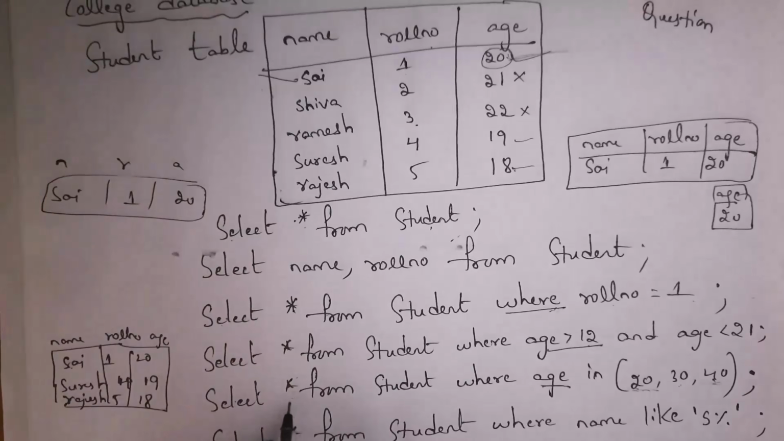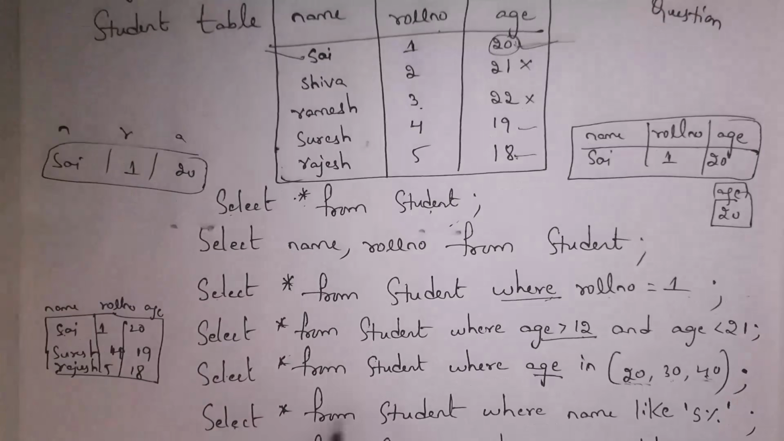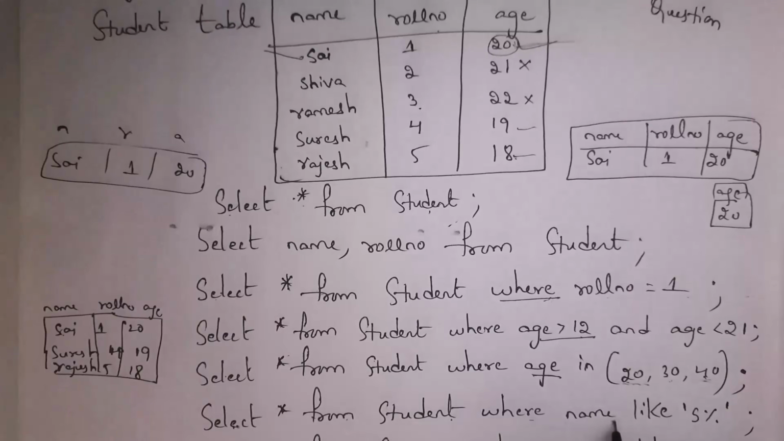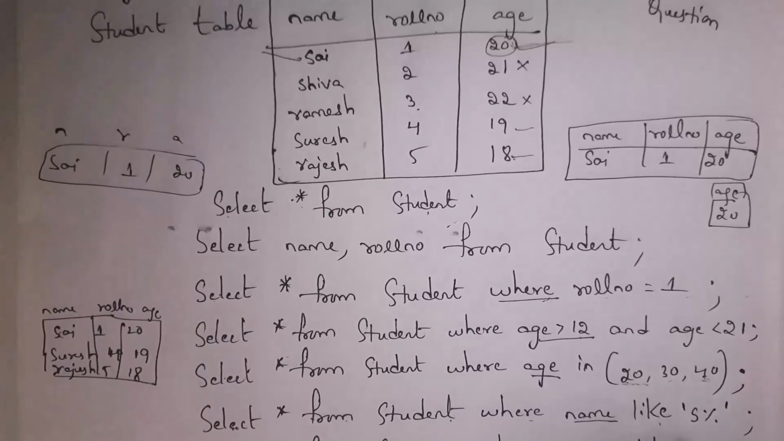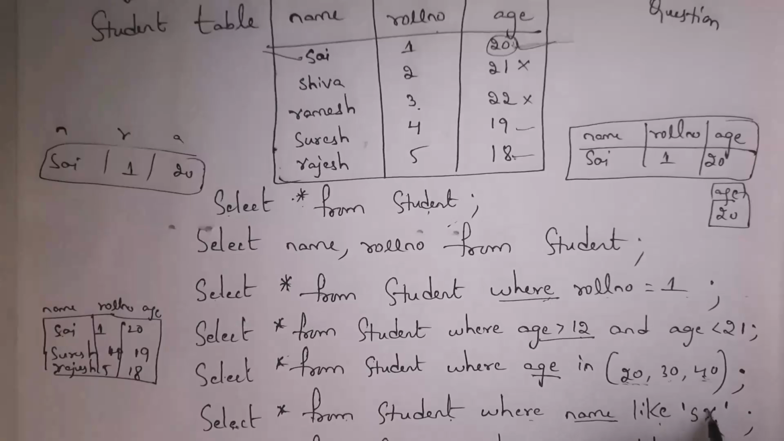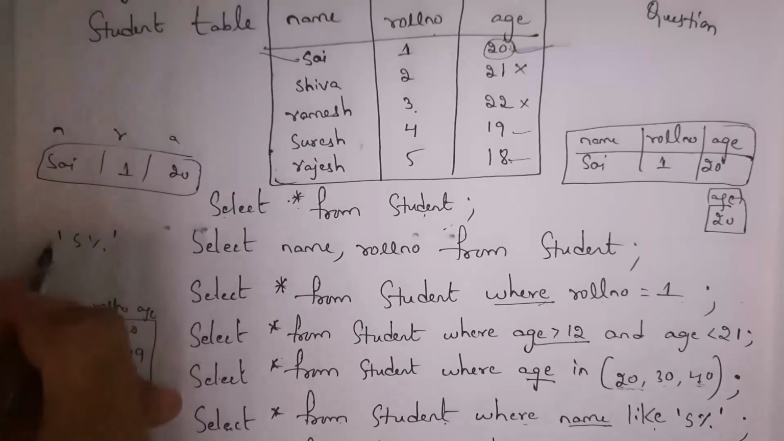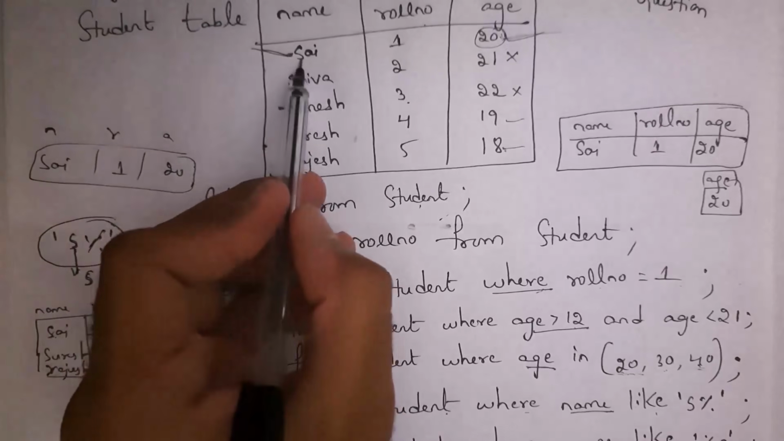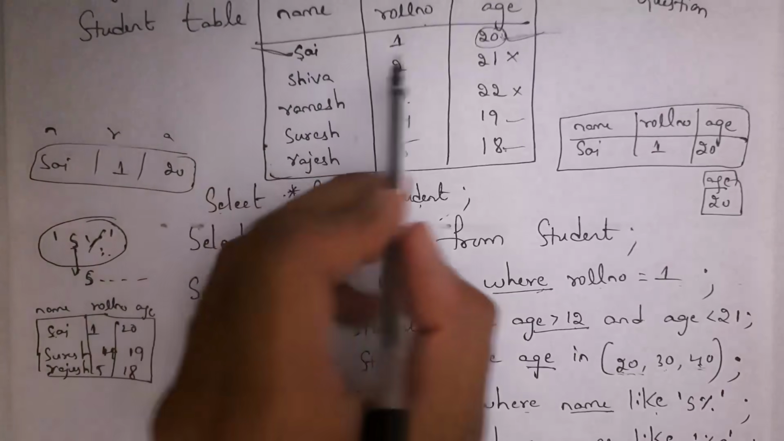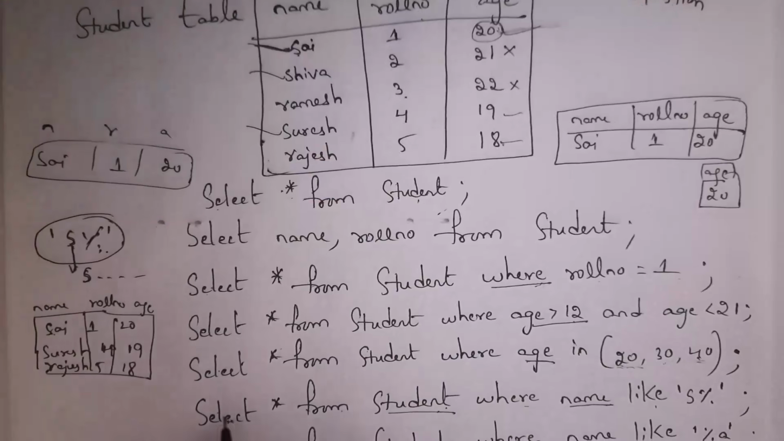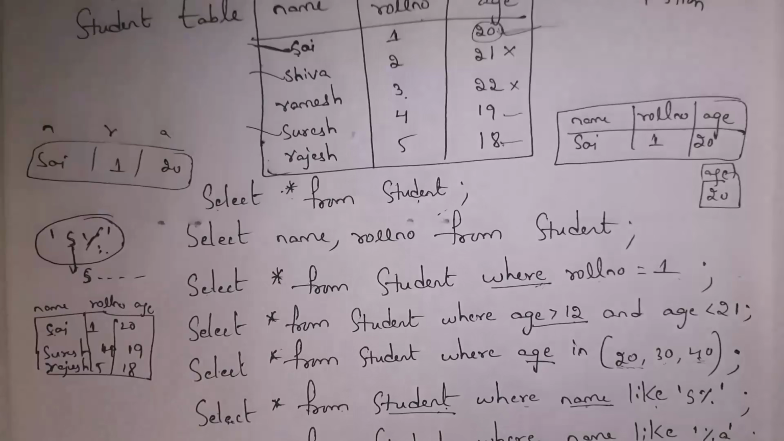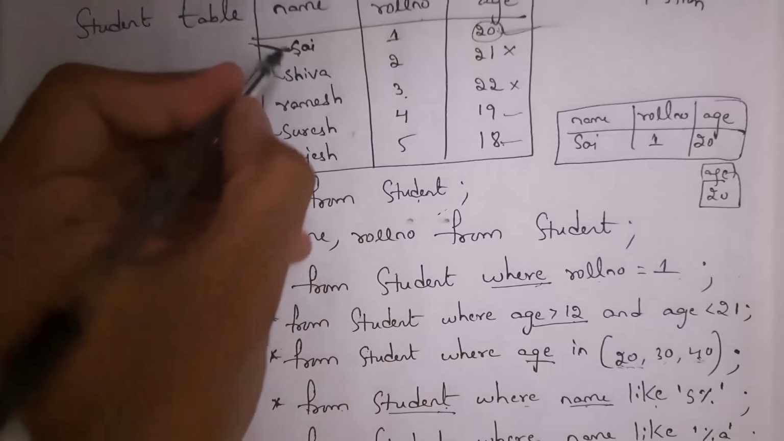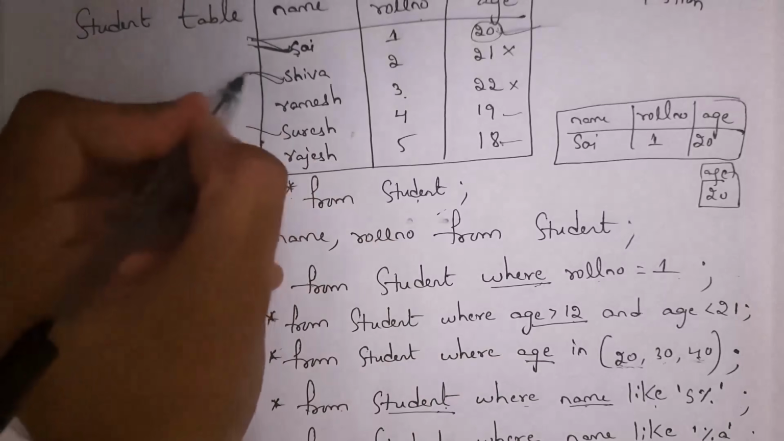Star means all columns. Next I have written select star from student where name like 'S%' in quotations. Guys, whenever you write S percentage in quotations, the meaning is that in the name column the starting letter must be S and all remaining letters are accepted. So whenever I write select star from student where name like S percentage, it will display 3 records as output. They are Sai, Shiva and Suresh.